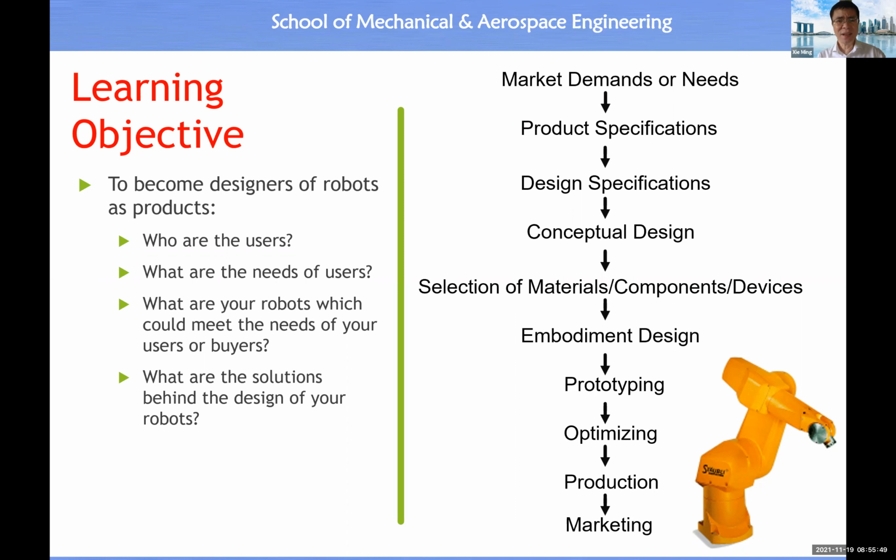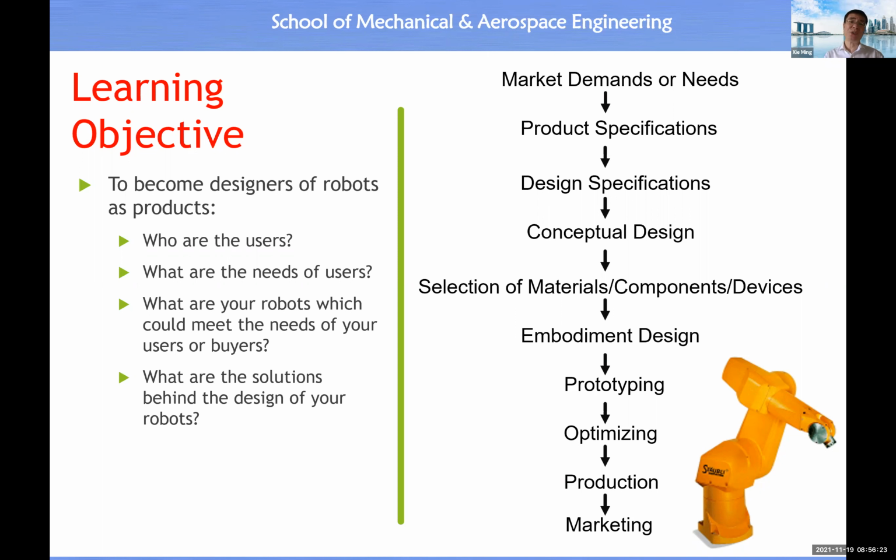Then as a designer of a robot as a product, you must know the answer to these four questions. Question number one, who are the users? Question number two, what are the needs of the user? Question number three, what robot could meet the need of your user or buyer? Question number four, what are the solutions behind the design of your robot? By now, you should know the answer to the first two questions.